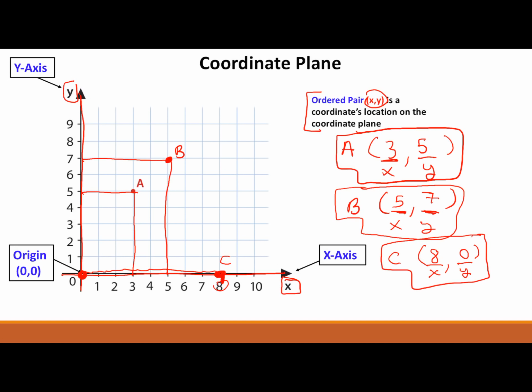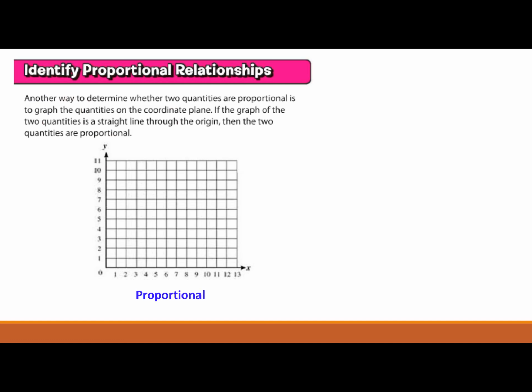But now let's go ahead and get to the meat and potatoes of our lesson for today, which is how to identify proportional relationships by graphing. All right, go ahead and read with me as I read out loud. Another way to determine whether two quantities are proportional is to graph the quantities on the coordinate plane.